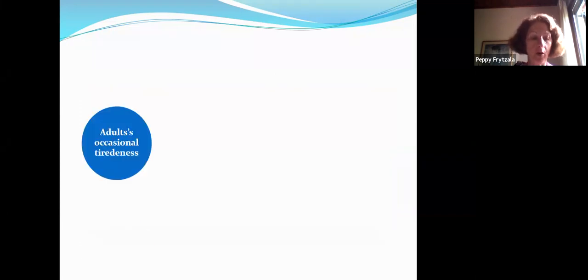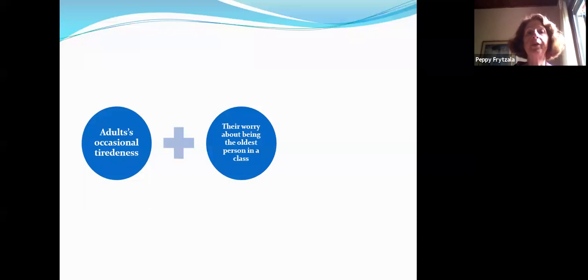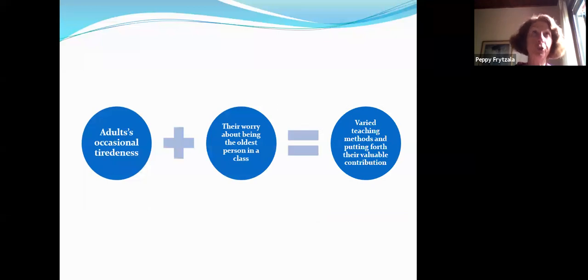Now, the problem with adults, as we said before, is that sometimes they might come in very, very tired. That, coupled with the worry about being the oldest person in a class, should lead to varied teaching methods and putting forth their valuable contribution. So they're quite tired. For one thing, we have to juggle a bit between practices in the classroom and involve them as much as possible so that they can stay alert.